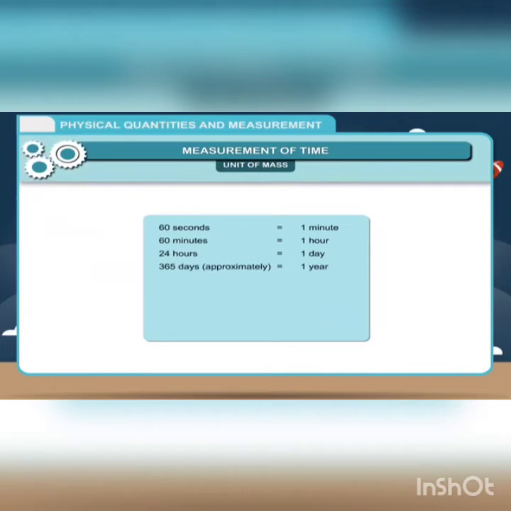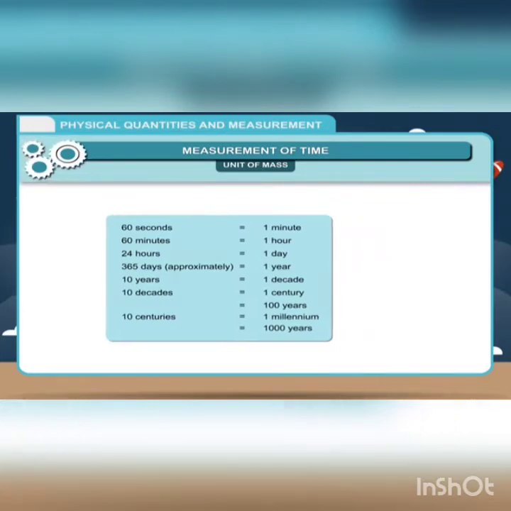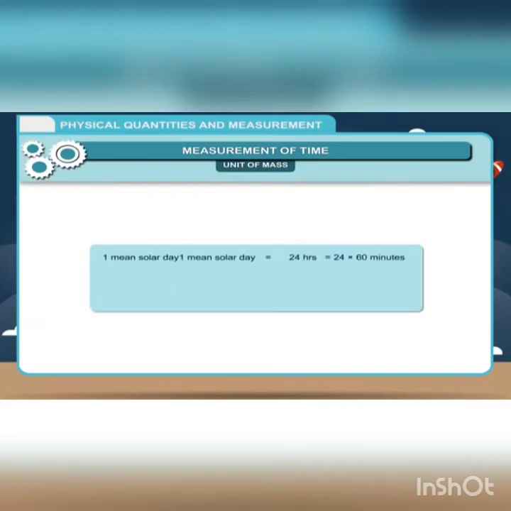365 days approximately is equal to 1 year. 10 years is equal to 1 decade. 10 decades is equal to 1 century, which is equal to 100 years. 10 centuries is equal to 1 millennium, which is equal to 1000 years. Other units. 1 mean solar day is equal to 24 hours, which is equal to 24 into 60 minutes, which is equal to 24 into 60 into 60 seconds, which is equal to 8,64,000 seconds.